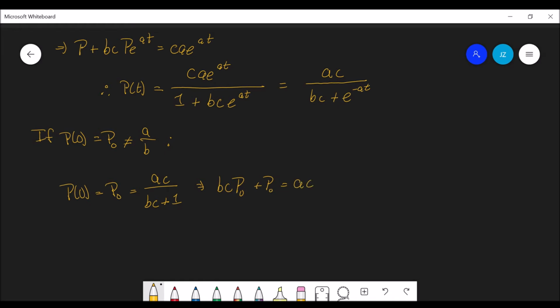Now again, we want to isolate c on one side. So we're going to get that p naught is equal to ac minus bc p naught. And this gives us that c is p naught over a minus b p naught. We now need to plug this c value in up here.